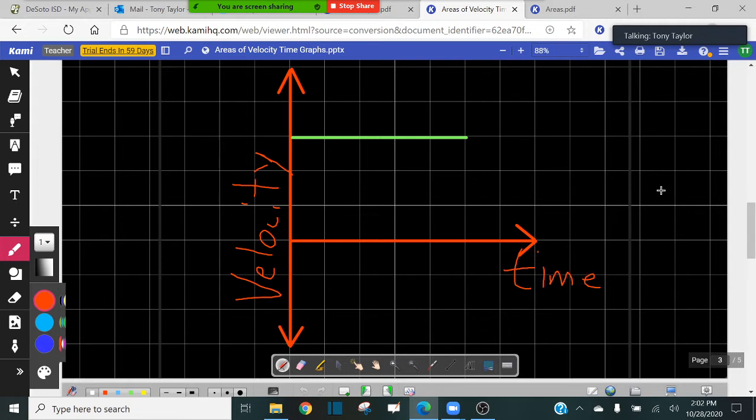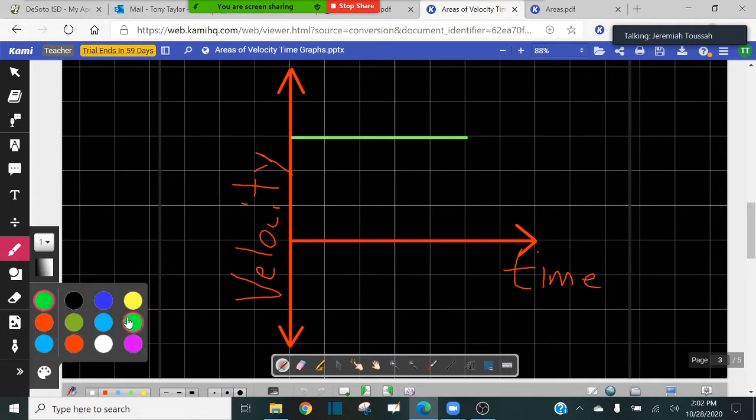So by the way, guys, what does this graph right here tell me my object is doing? This should be easy. It's in a constant speed. Exactly. It's moving at a constant speed of 3 meters per second. Can everybody see that? So it's moving at a constant speed or a constant velocity. Okay. So if I have a graph that's moving at a constant speed, and I take the area underneath this line here, what do I get?